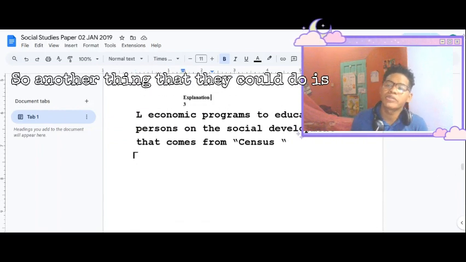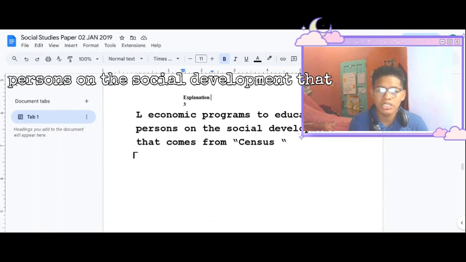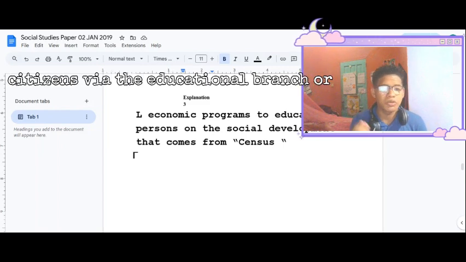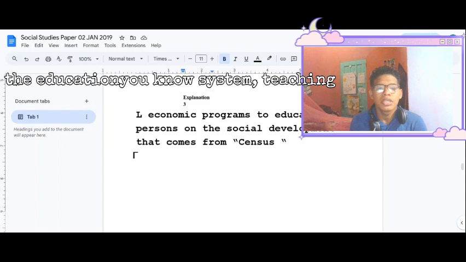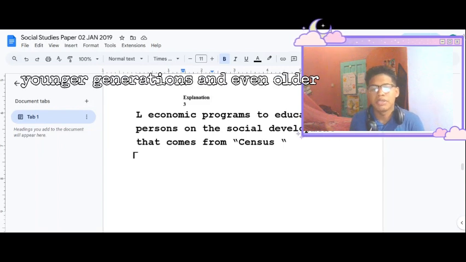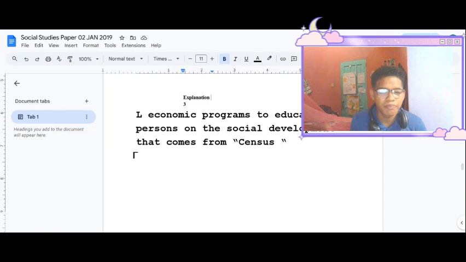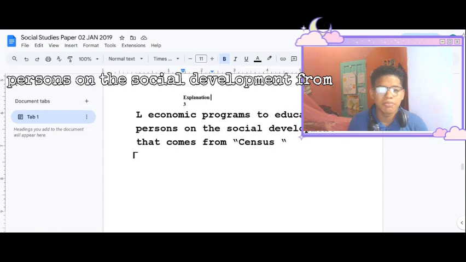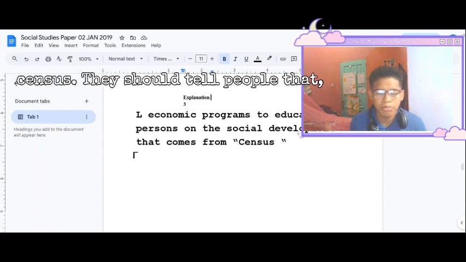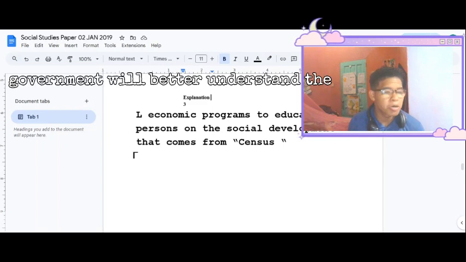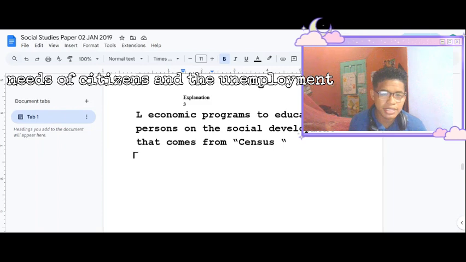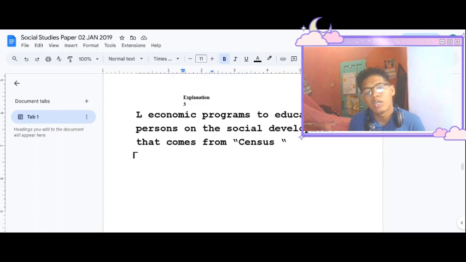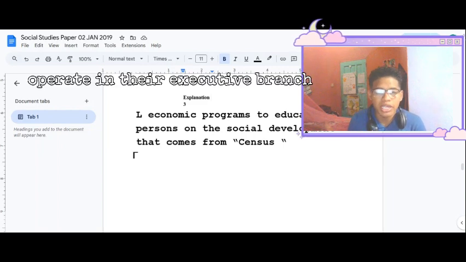So another thing that they could do is, through economic programs, educate persons on the social development that comes from a census. They should educate citizens via the educational branch or the educational system, teaching younger generations and even older generations through bilateral programs in order to educate persons on the social development from census. They should tell people that, if you have a census, the government will better understand the needs of citizens and the unemployment rates, and from that census, the government will be better able to operate in their executive branch.